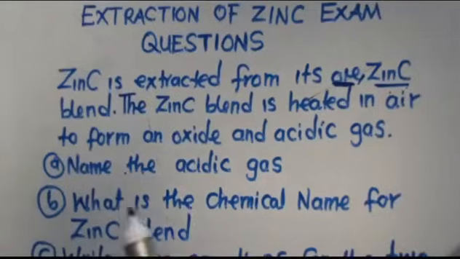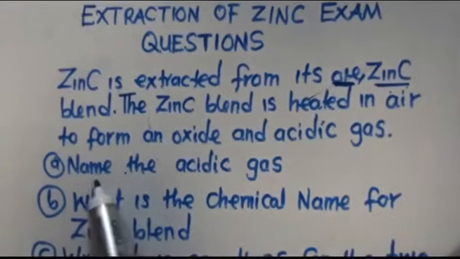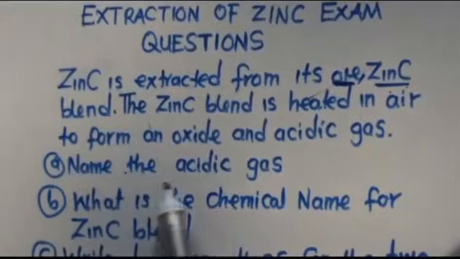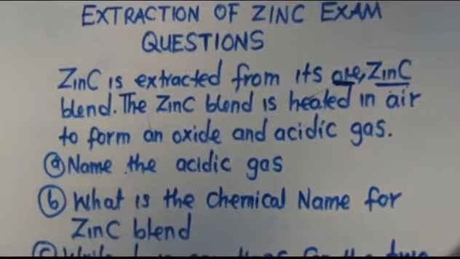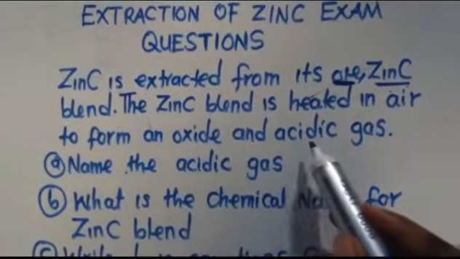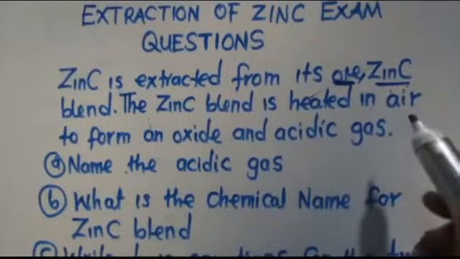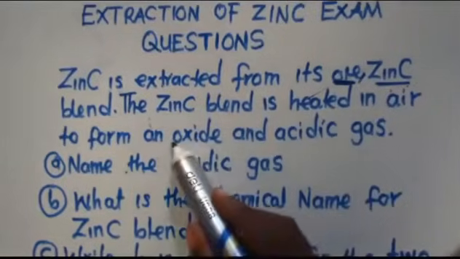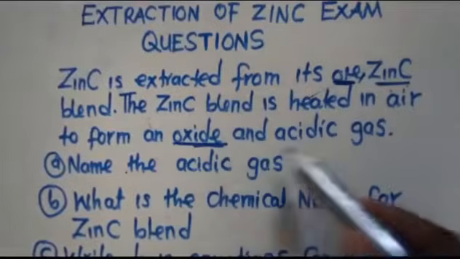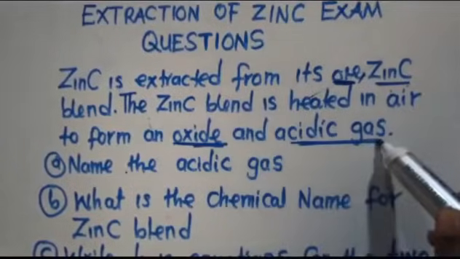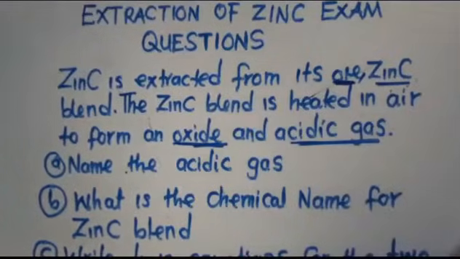The first question is saying, name the acidic gas. So we want to name the acidic gas that is produced here in the question. We know that when it is heated in air, it forms an oxide and an acidic gas. So what is the name of this acidic gas? The acidic gas that is produced is called sulfur dioxide.